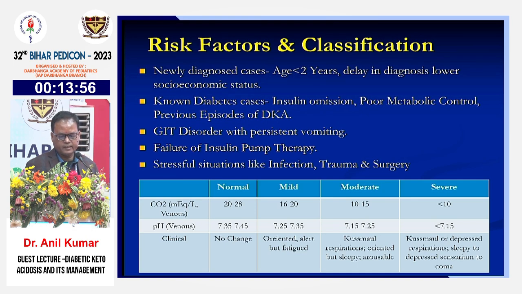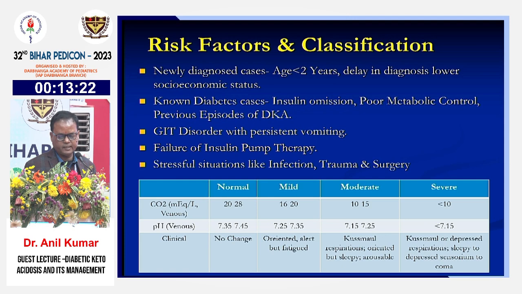This is the classification. Normal bicarbonate is 20 to 28 milliequivalent per liter. In mild cases it is 16 to 20, in moderate cases 10 to 15, and severe is less than 10. pH is very important. Normal pH is 7.35 to 7.45. In mild cases it is 7.25 to 7.35. In moderate it is 7.15 to 7.25. And in severe cases the pH will be less than 7.15.